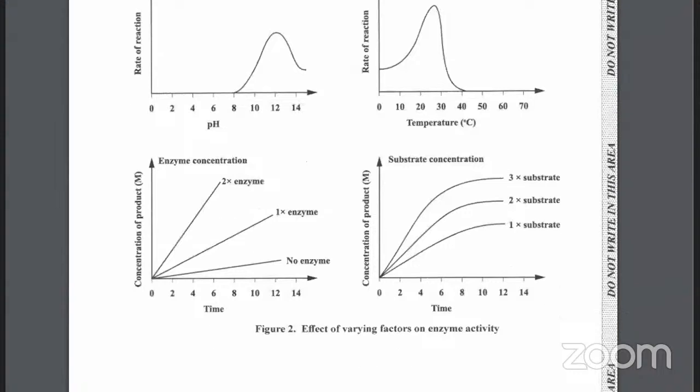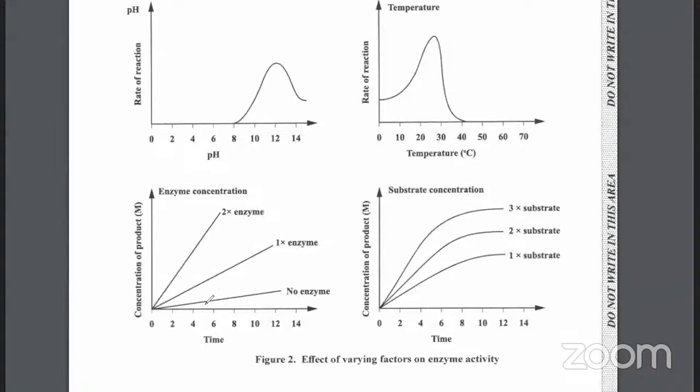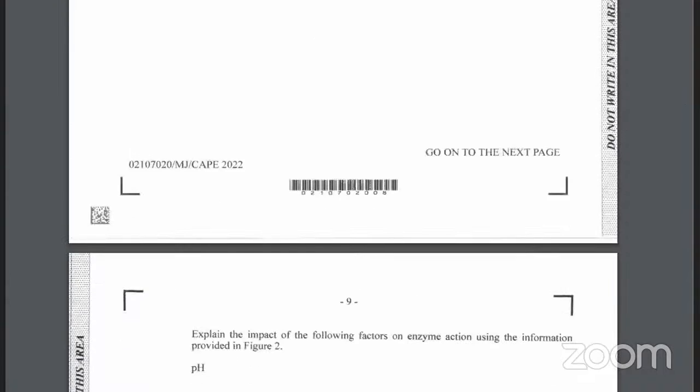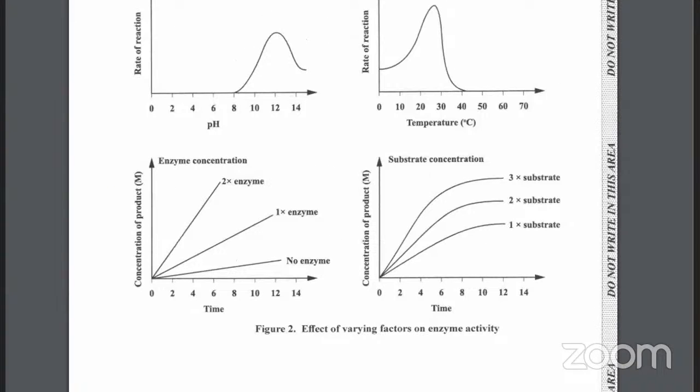All right, so here we have enzyme. This one is pH, this one is temperature, this one is enzyme concentration, substrate concentration. When we did enzyme and their thing, notice there's no tail off, which means that it hasn't reached saturation point yet, so we won't mention anything about saturation. So they want us to use these graphs to explain how each factor affects enzyme activity. Explain the impact of the following factors using the information.